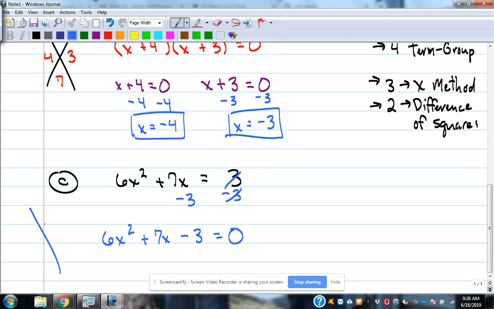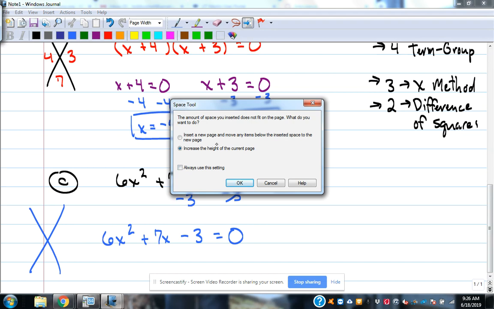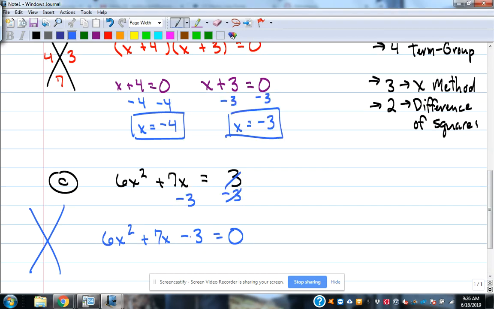So that's that X method idea. And what goes on the top of the X here is 6 times -3 is -18. So you take that number that's in front, the A, times the C. 6 times -3 gives me -18. And then 7 goes in the bottom.